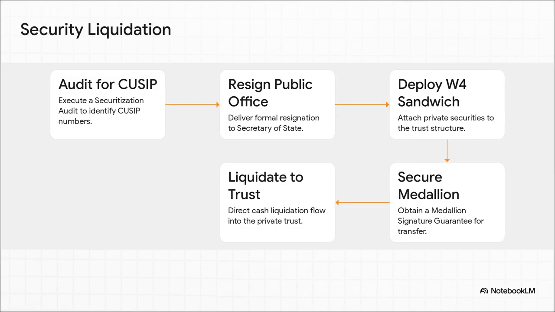The security liquidation process is a strict 5-step flow. You start with a securitization audit to locate the CUSIP numbers. Next, a formal resignation from any public office is executed. Then, a technique called the W4 sandwich is used to attach the securities to the trust. You then have to secure a medallion signature guarantee. And finally, direct the liquidated funds into the private trust.